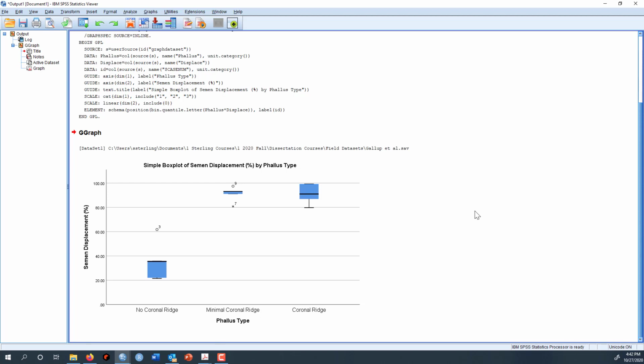But he actually edited it. It's not a big part of the class to edit it, but just so you know, you can monkey around with this so that it looks a little bit better. But all you have to do is eyeball this to see, obviously, when there's no coronal ridge, it displaces less than 40% of the semen, and with a coronal ridge, you're looking at 80% or more semen displacement.